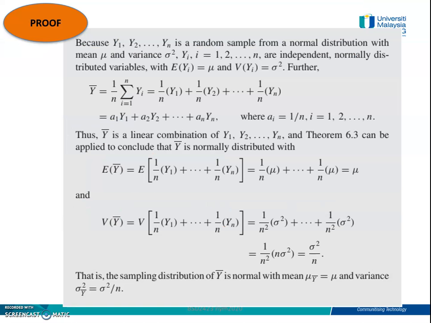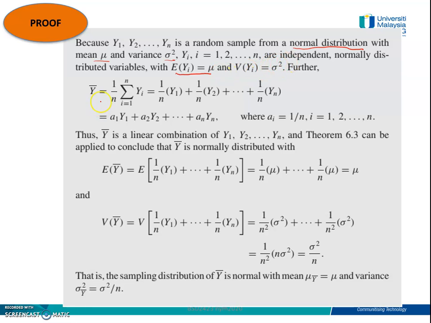Okay, so you can prove this. The proving is very important. So you have Y1, Y2, Yn, which come from a normal distribution with mean mu, variance sigma square. So we can write like this: Yi, i from 1 until n, are independent, normally distributed variables. From the normal distribution that you learned in the previous chapter, you have E(Yi) equal to mu. That means for Y1 equal to mu, Y2 equal to mu, and so on. And then the variance of Yi equals sigma square.